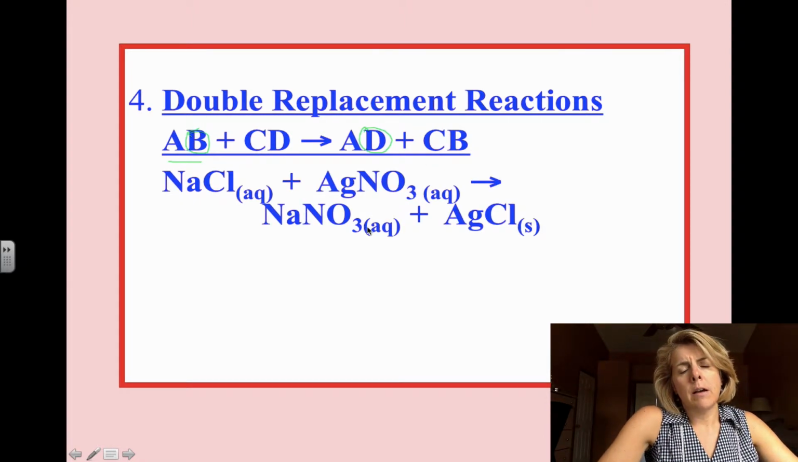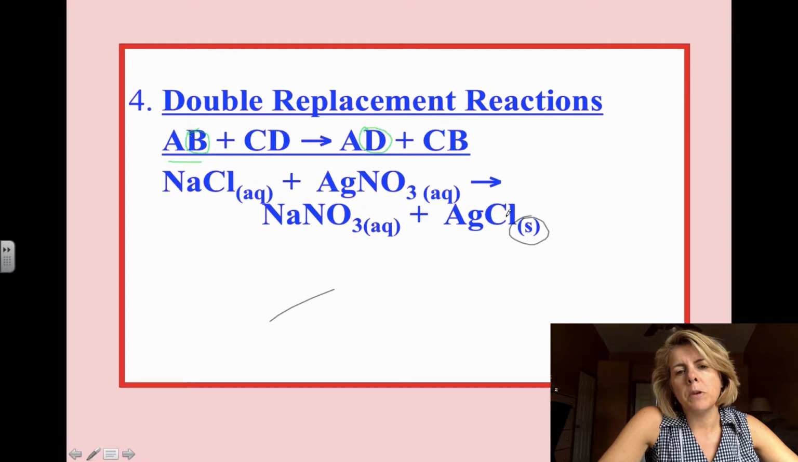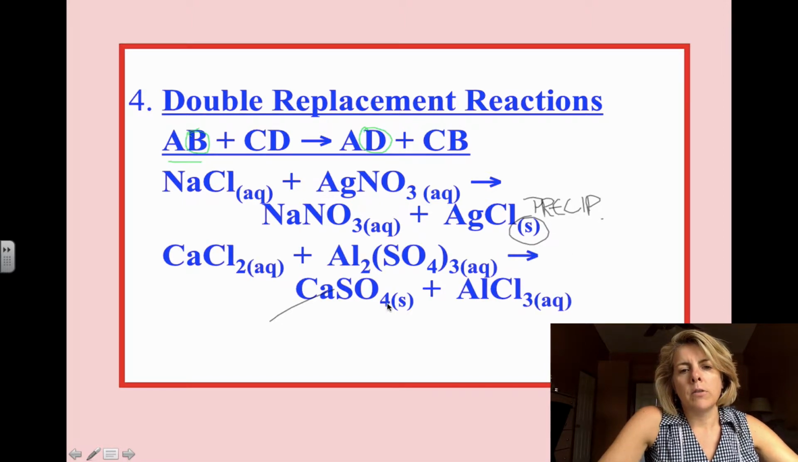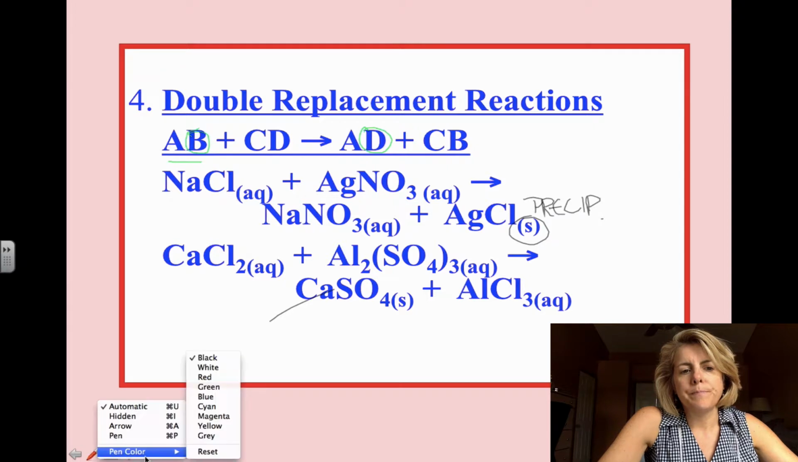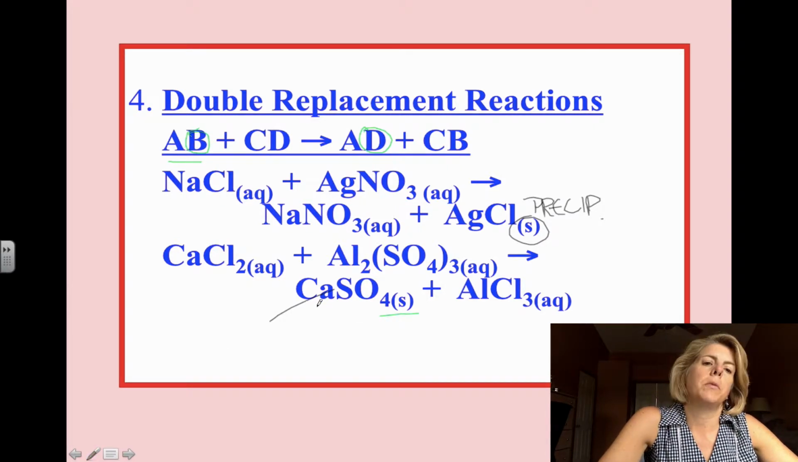Now, lots of times with double replacement reactions, we get production of a solid in the product. So when you look at double replacement reactions, most of the time you're going to have some kind of precipitate or solid. So don't be surprised if you see that with a double replacement reaction. Here's another example of a solid that is being produced by a double replacement reaction.